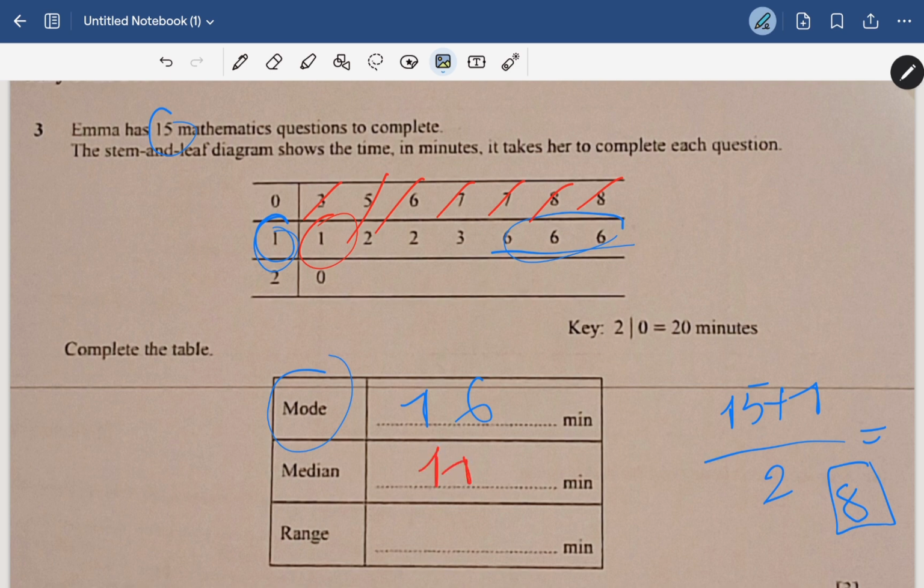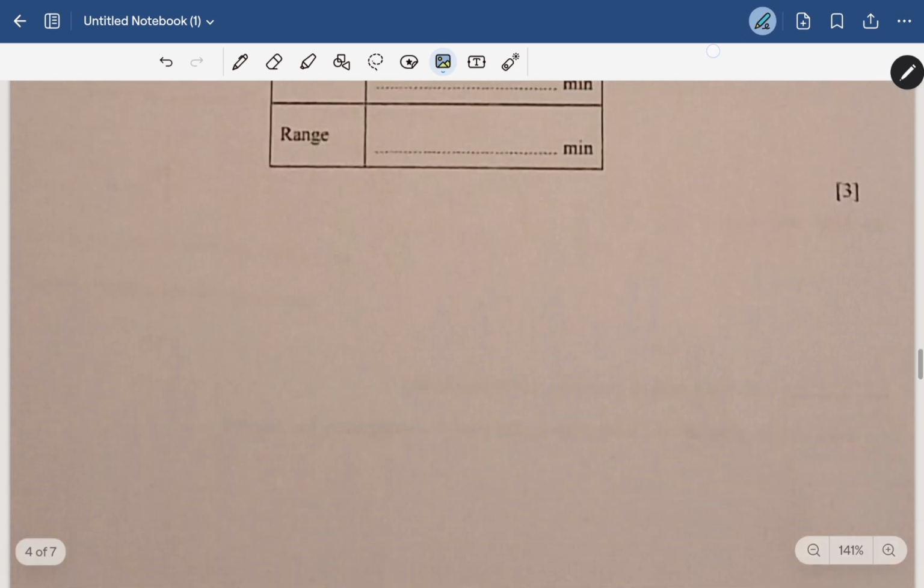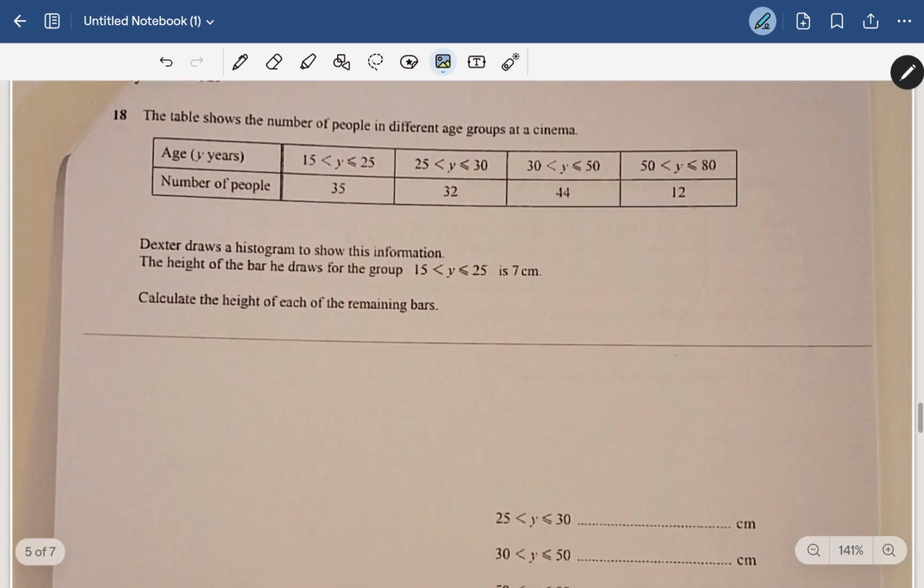Now the range is what? It is the biggest number, which is 20, minus the smallest number, which is 0.3. Doing it on your calculator, 20 minus 0.3, you are going to get 17. So the range is then 17 minutes. Now we move on to the next question.